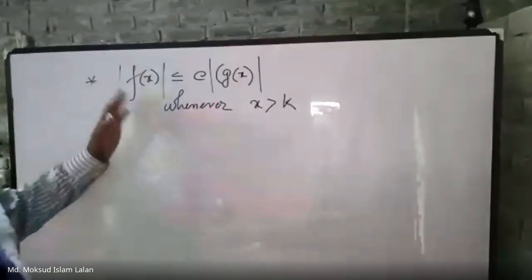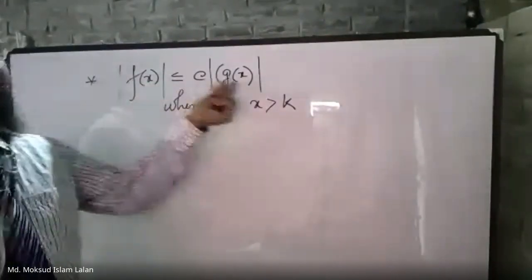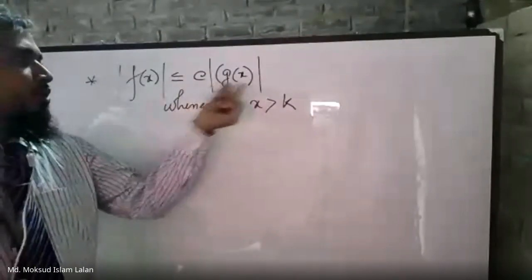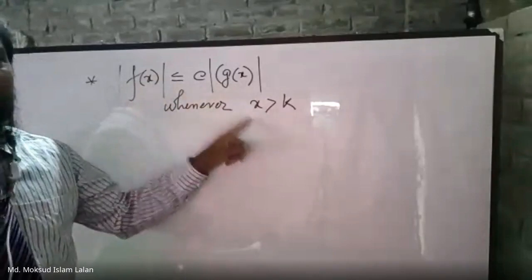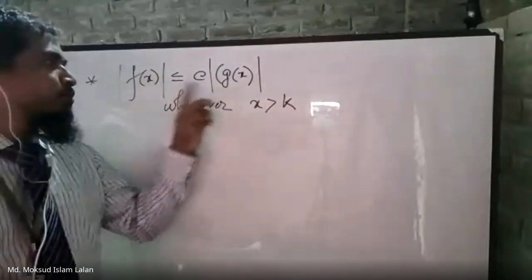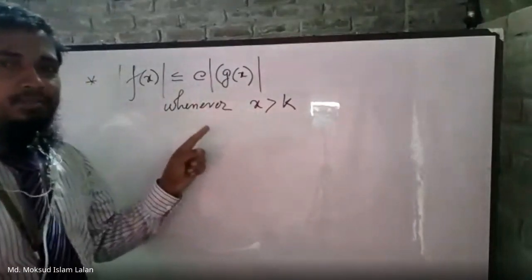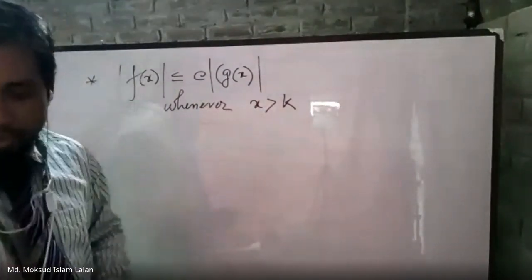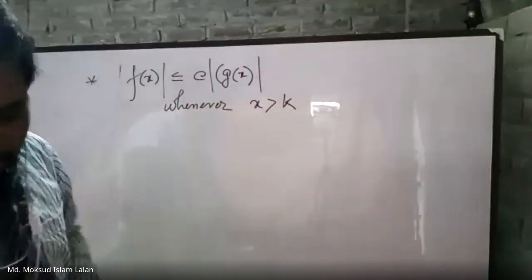Now coming to the point, here f of x and g of x: you can say f of x is Big O of g of x if it satisfies this condition with two witnesses c and k. Is it clear? So we are going to solve some examples. That time it will be more clear, and try to understand.